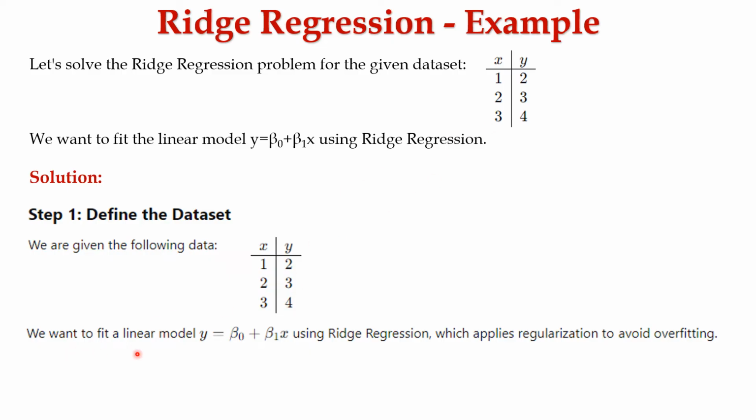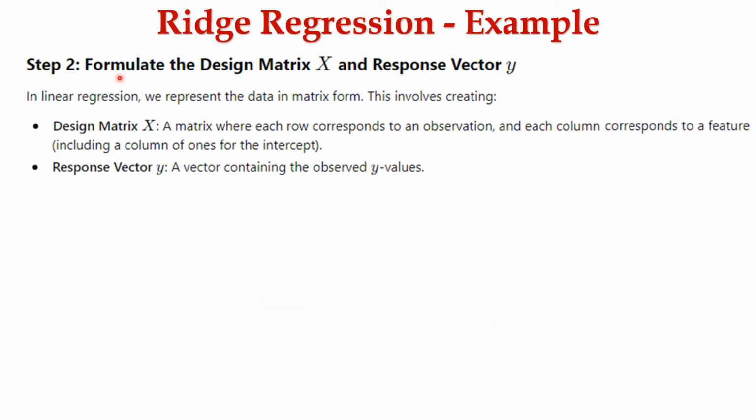So now we need to fit a linear model y is equal to beta naught plus beta 1 x using ridge regression, which applies regularization to avoid overfitting. In step 2, we need to formulate the design matrix X and response vector Y. The design matrix X is a matrix where each row corresponds to an observation and each column corresponds to a feature. The response vector Y is a vector containing the observed Y values.